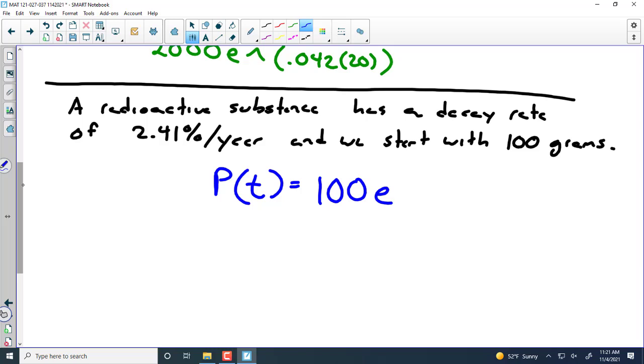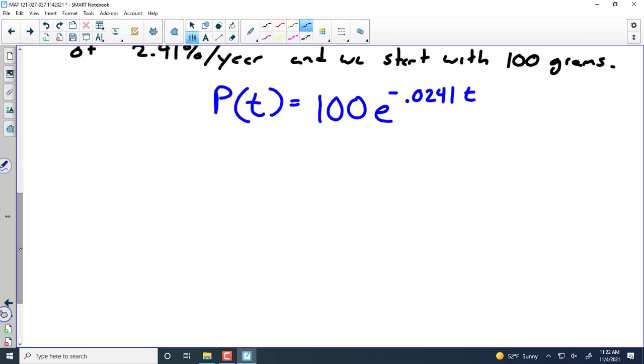All right, so what number goes up here? 0.0241. And does it need to be positive or negative? It's got to be negative. How do I know it's negative? It's not a mystery. Decay. It's because they tell me it's a decay rate. And whether it's decay or growth, they're going to give you that percent. You got to move the decimal over 2 places. And then we drop the t in here. All right, now this one I'm going to throw you a small curveball, but I'm betting you're all so clever you'll spot it.